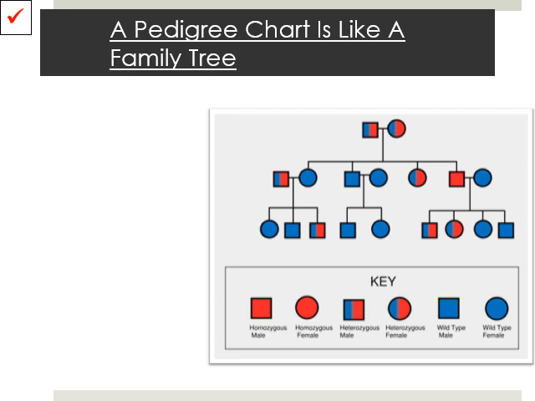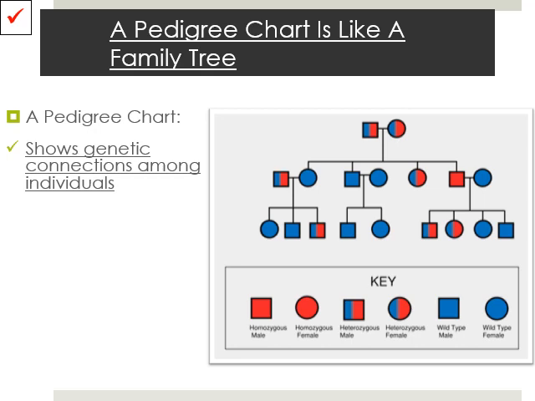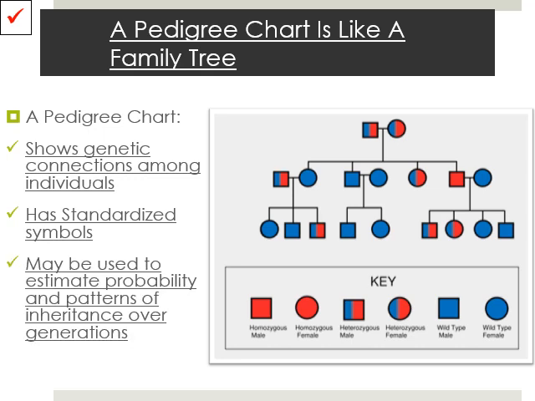So, let's get started. Like we said, a pedigree chart is very similar to a family tree. It shows genetic connections among individuals: mothers, fathers, daughters, sons, granddaughters, grandsons, and so on. It also has standardized symbols that are universally used, so even if you show this to somebody that doesn't speak English, they should still know the symbols. This may be used to estimate probability and patterns of inheritance over generations, so it'll show us what the possibilities of future generations may be.